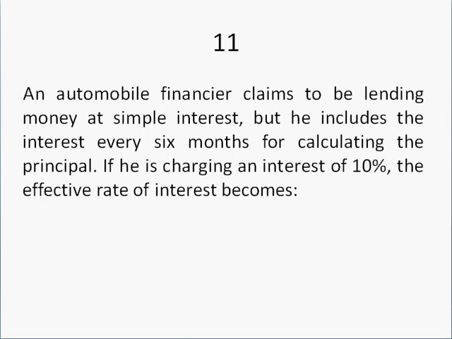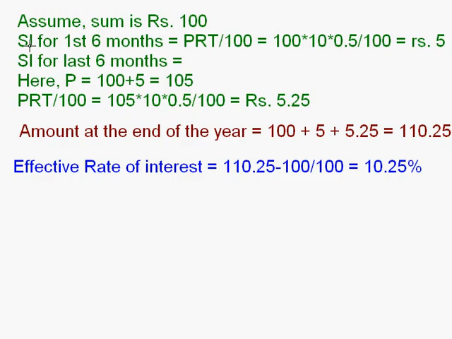So this was the whole play in this particular problem. Because he was charging every 6 months, we calculated the simple interest for the first 6 months separately, then for the last 6 months separately. We got rupees 5 in the first, then the principal for the second simple interest changed to 105. So we calculated simple interest for that, got 5.25, and the amount at the end of the year would be 100 plus 5 plus 5.25 equal to 110.25. So the effective rate of interest would be 110.25 minus 100 upon 100, that would be equal to 10.25%.